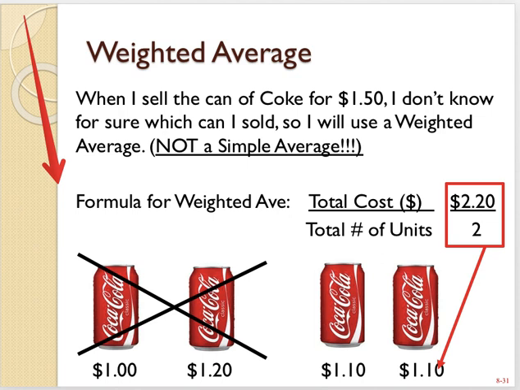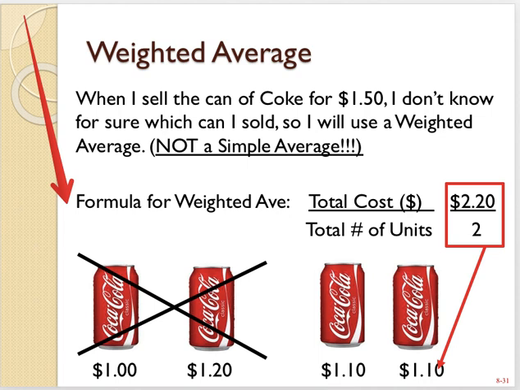Now in this particular case, because there are only 2 cans, the weighted average and the simple average are the same. But I'm going to show you later on how it can be different. So that's why this formula is really, really important. I want you to make sure that you know this formula and that you use it properly. But the result of this calculation is this.